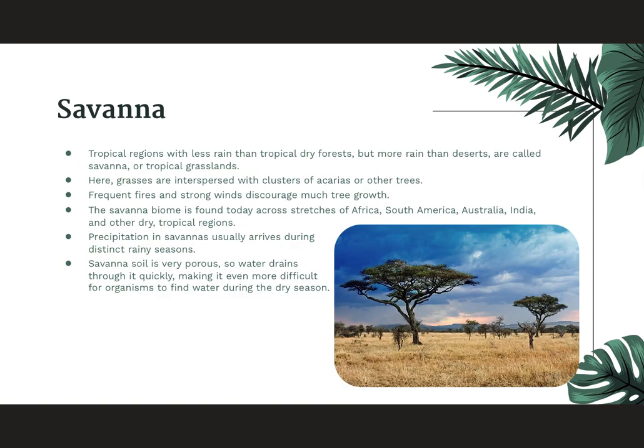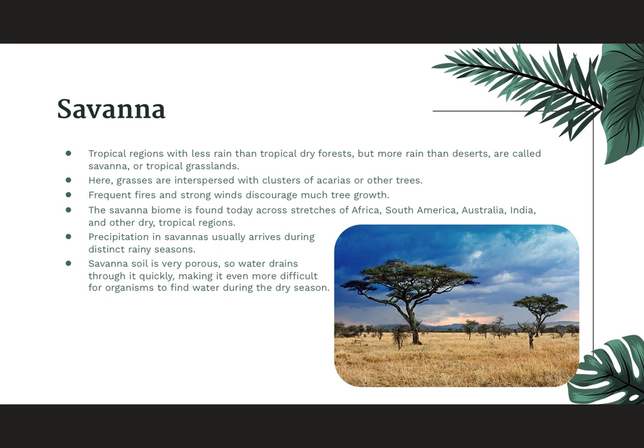All right, the next type of biome we're going to look at is the savanna. So these are tropical regions with less rain than tropical dry forest, but more rain than deserts. These are known as savannas or tropical grasslands. Here, grasses are interspersed with clusters of acacias and other trees. If you're confused about what type of tree that is, it's this type of tree. Notice the way these branches and limbs form these shapes. That's a key feature of those types of trees. So frequent fires and strong winds discourage much tree growth. So you notice the trees are really spaced out here.